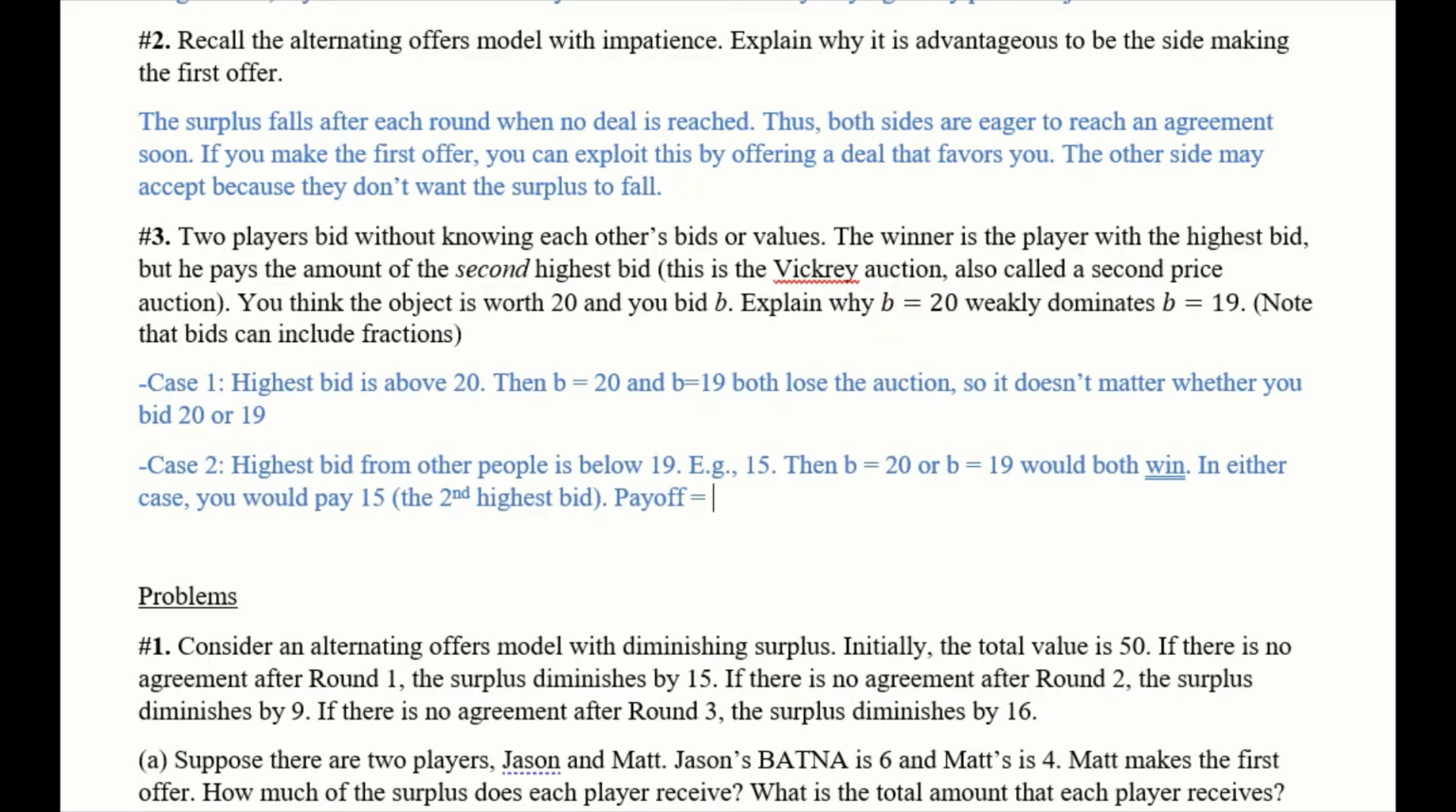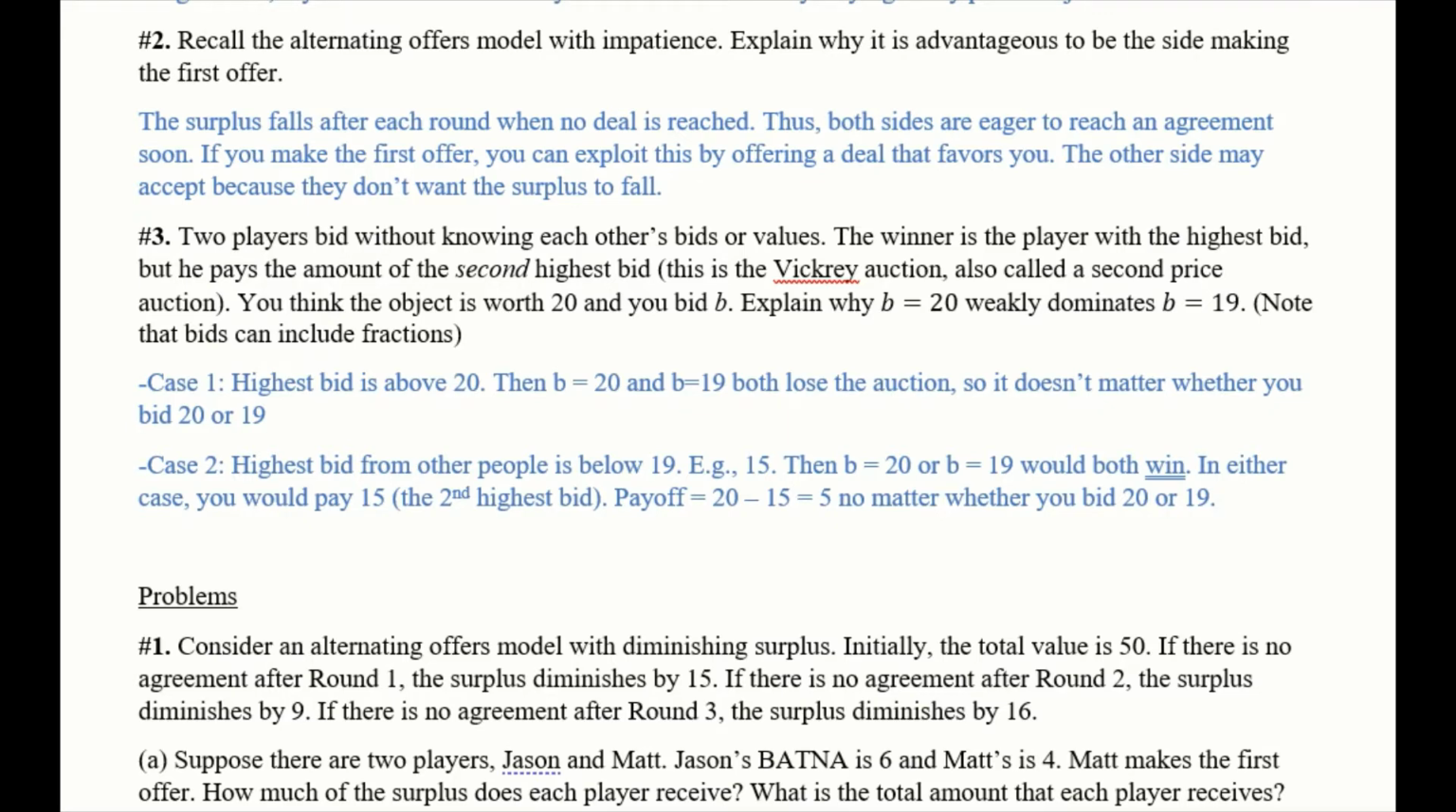So your payoff is the value of the object. You said the object is worth 20 in your view, minus what you paid for it. Either way, you pay 15, so you have 5. So what we've established so far is that in these first 2 cases, it doesn't matter if you bid 20 or if you bid 19. Either one gives the same outcome.